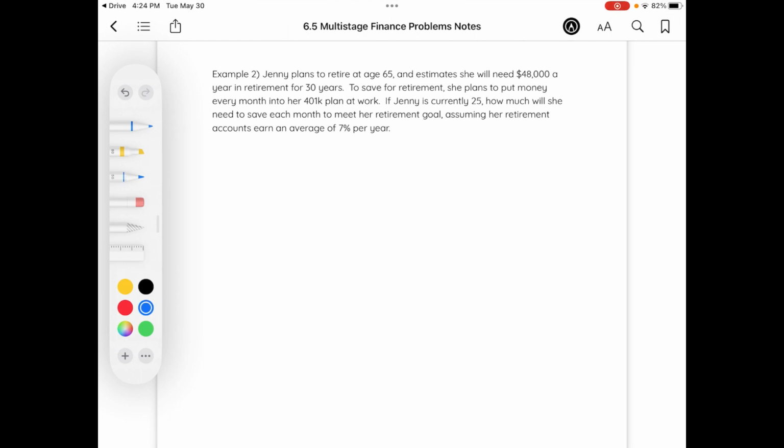So I'm thinking of this as twofold: the amount of money that she's going to save until she's 65, and then the amount of money from 65 to 95, the 30 years of retirement. So she's only planning to apparently live till 95 years old. So let's see what this looks like. At the beginning, she's at $0. She says that she is currently 25, so at 25 years old, she's got $0 saved up in her retirement. So she's going to save for 40 years.